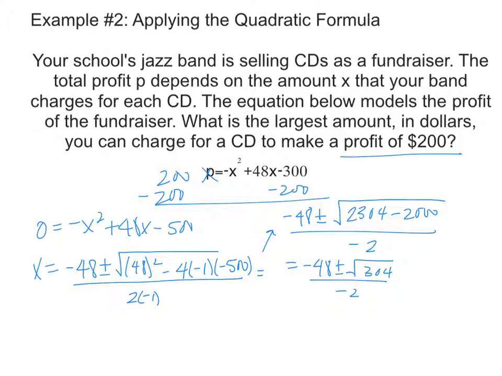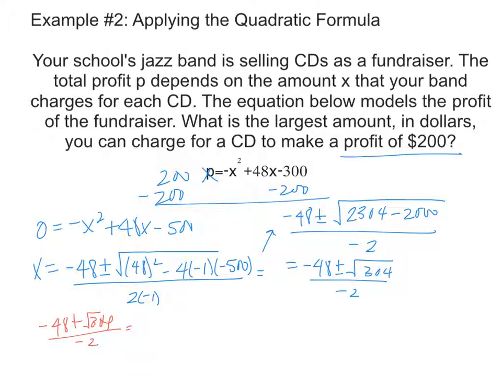Okay, 304. Well, really at this point, because we're talking about a dollar amount, we don't want to leave anything as a radical because that's not really going to help us. So what we're going to do now is fully go through and simplify. So one of the answers will be negative 48 plus the square root of 304 over negative 2. We're going to figure out what that answer is.